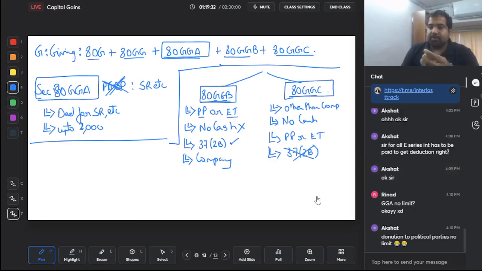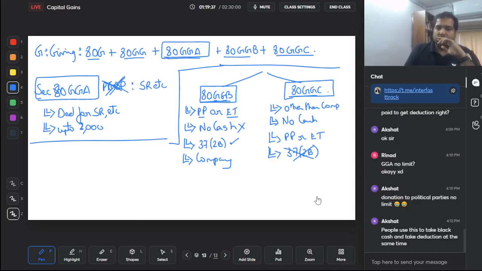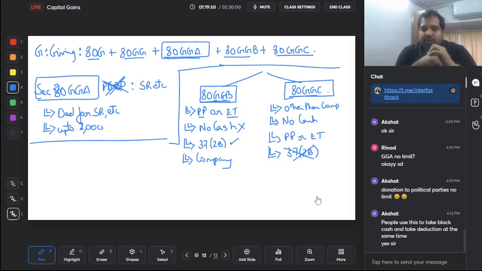So if you put advertisements in political parties, newspapers, etc., not even there, not even here. People use this to take black cash and take deduction at the same time. Yes, they can. Lots of manipulations happen with these sections, but we have to look at it from an exam perspective. Exam perspective, no cash and political donations are a deduction here. So this is the G series, guys.